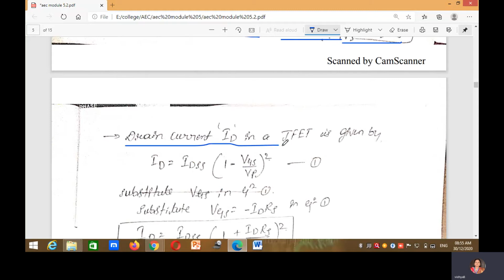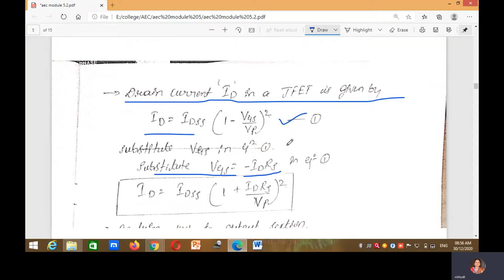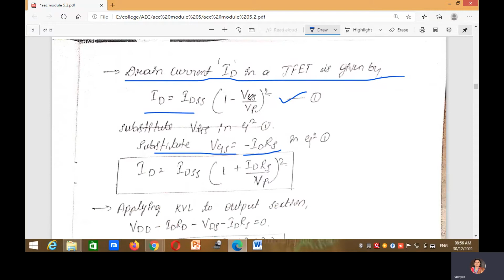Drain current ID in JFET is given by ID is equal to IDSS into bracket 1 minus VGS divided by VP, whole bracket squared. Substitute VGS is equal to minus ID RS in equation 1. We know the value of VGS, so substitute. Instead of VGS, if we substitute minus ID into RS, then it will become plus ID into RS divided by VP.